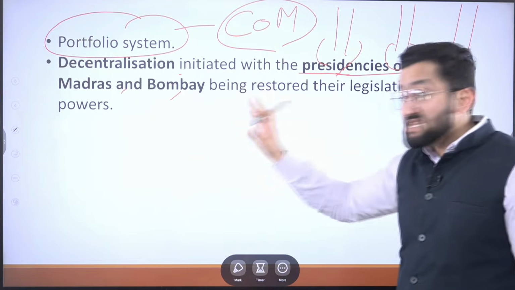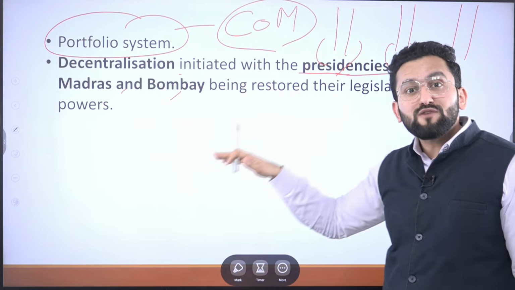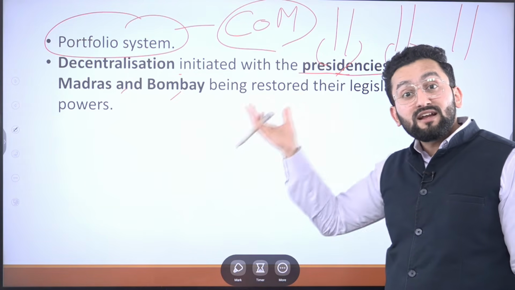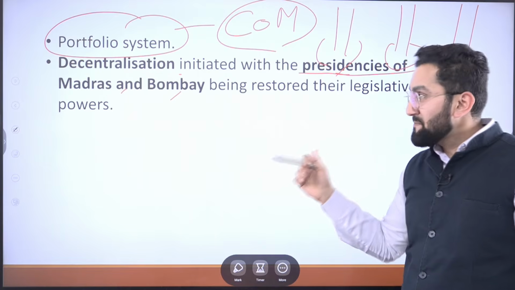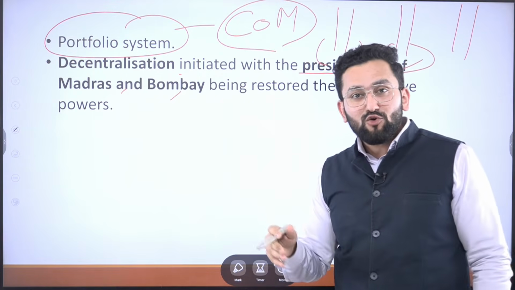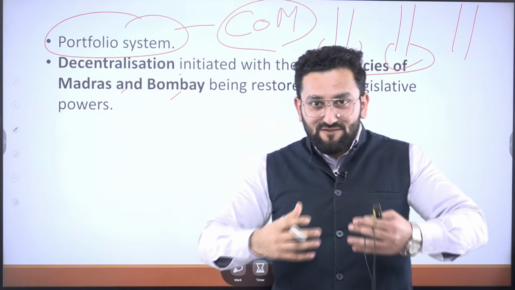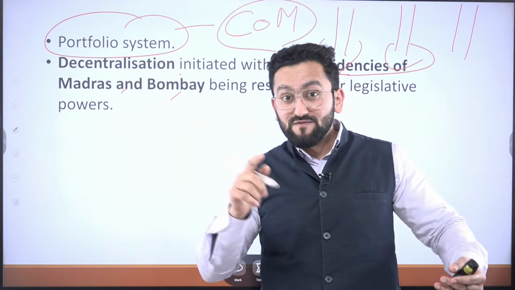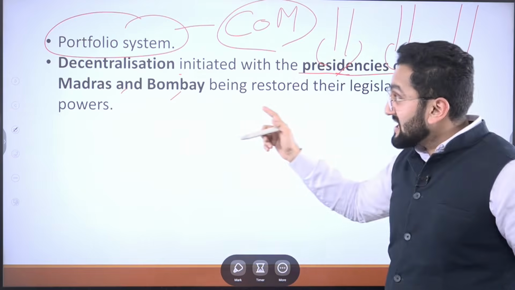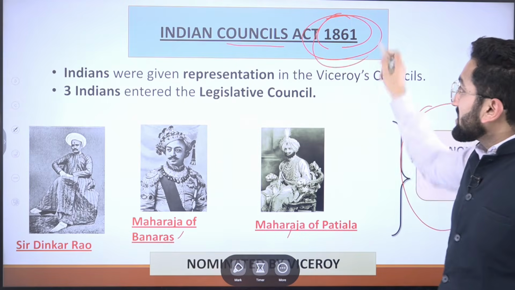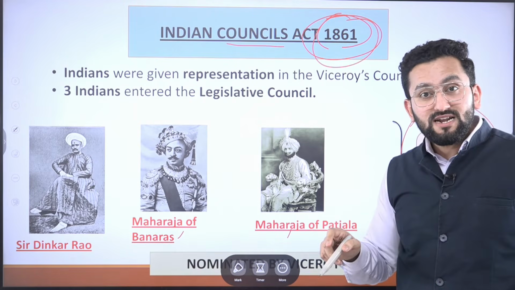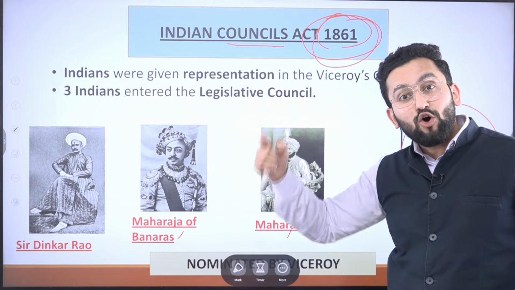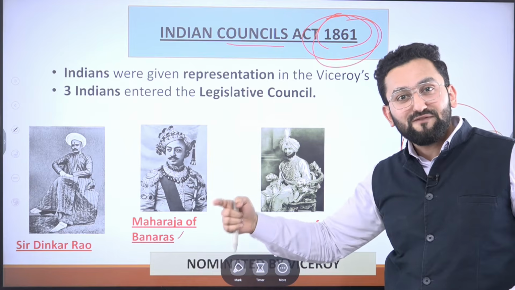Now this centralization trend got reversed. So how did it become decentralized? Okay, now what does decentralized mean? Now power is being devolved at the provincial level also. We have seen that this decentralization, which started from the Indian Councils Act 1861, went on till the Government of India Act 1935.